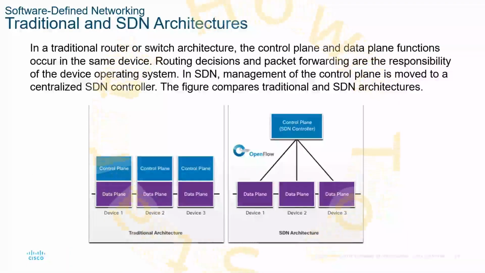A traditional and SDN architecture. A traditional architecture will have each device having their own control plane and their own data plane. Within the SDN architecture, we will have a control plane, and each device will have their own separate data plane. And the nice thing with this is you can have one control plane that will manage multiple devices.